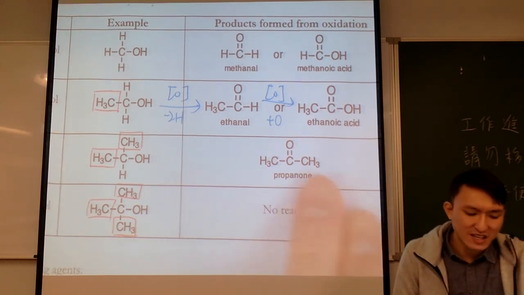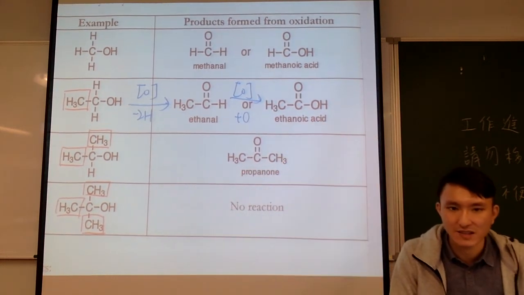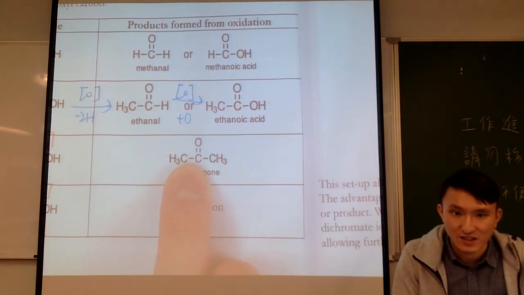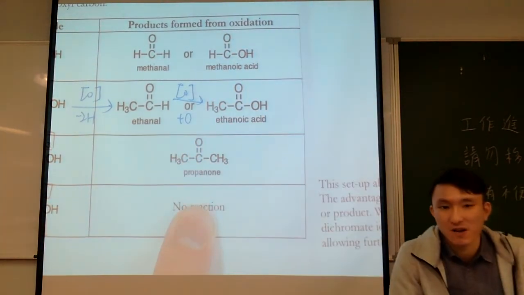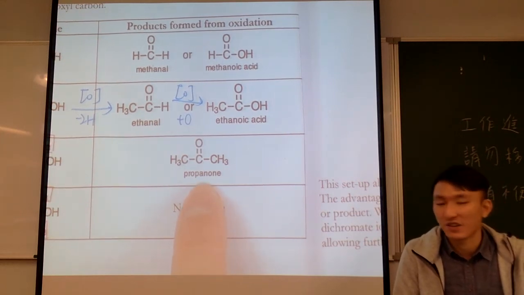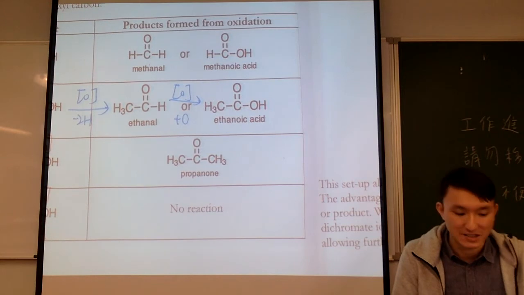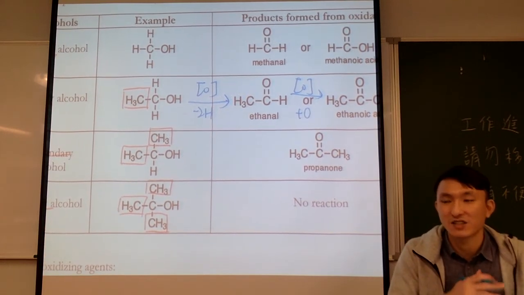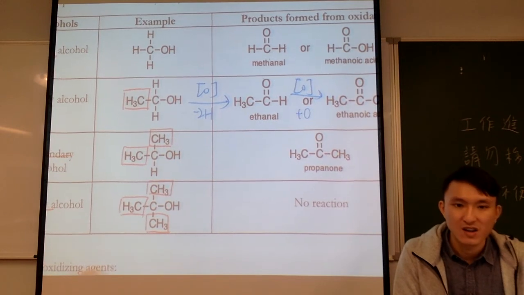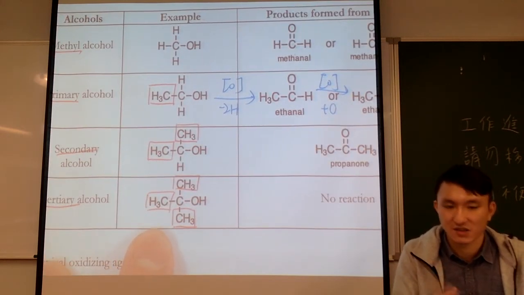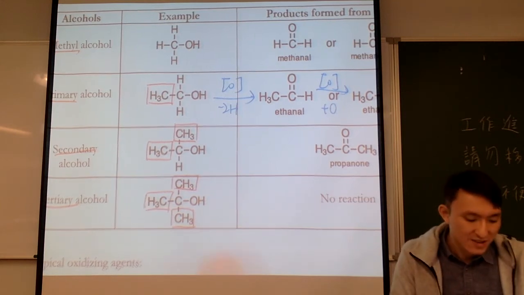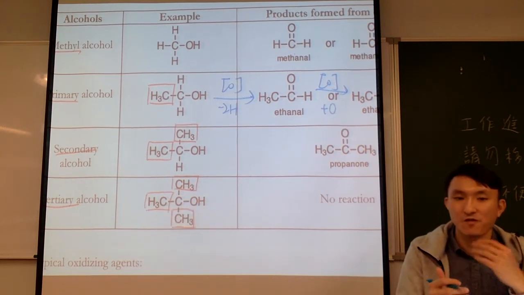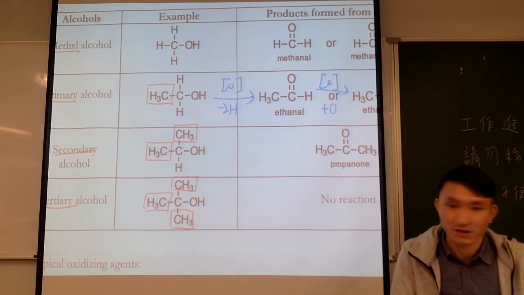Okay, now can the ketone further oxidize to form a carboxylic acid? Well, it can't, because think about it. If you want to put the OH into the carbonyl carbon, then you know there will be five bonds in total. So therefore, ketone can no longer undergo further oxidation. Okay, it stops here. And lastly, for tertiary alcohol, it has no reaction. In other words, tertiary alcohol cannot undergo oxidation. It is resistant to oxidation. The reason is again very simple. Think about when this hydroxyl carbon is having a CO double bond, then it will have five bonds, right? So this is the reason why it cannot undergo oxidation.